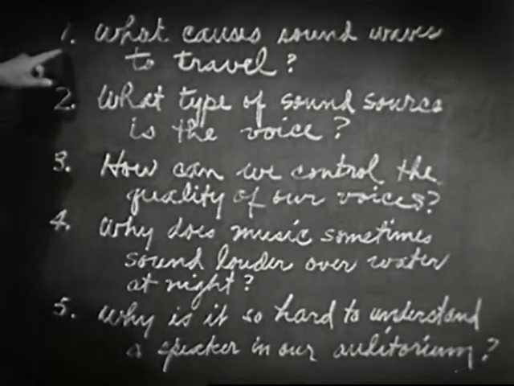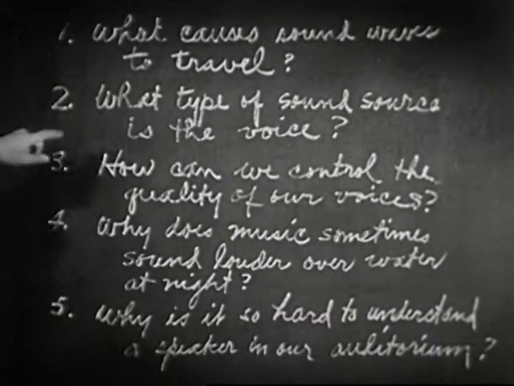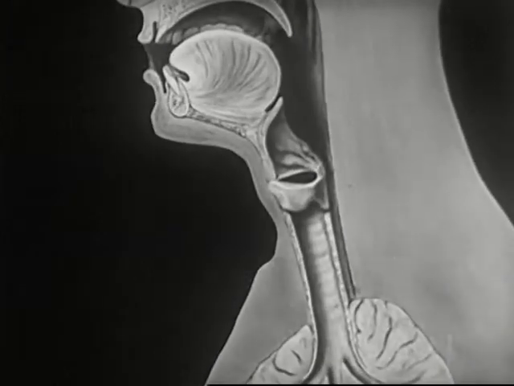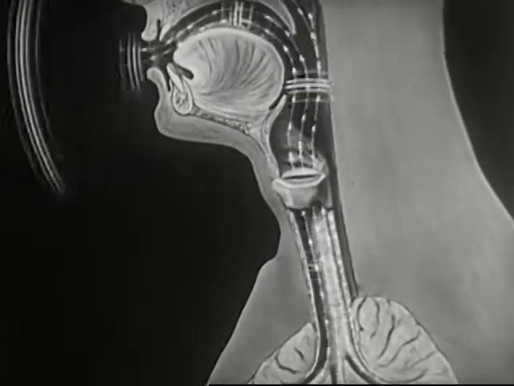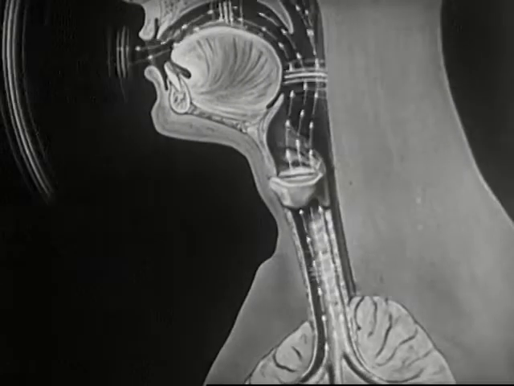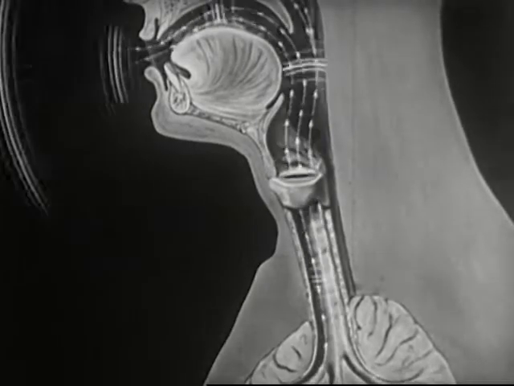What causes sound waves to travel? Sound wave impulses are carried by air molecules. The air is compressed as the prongs of the fork spread out. As they spring back, a partial vacuum is formed. This results in outward moving condensations and rarefactions. What type of sound source is the voice? In the trachea and in the cavities of the nose, mouth, and head are elastic columns of air which can be made to vibrate. The vibrating source is in the voice box and consists of two muscular strips called the vocal cords.